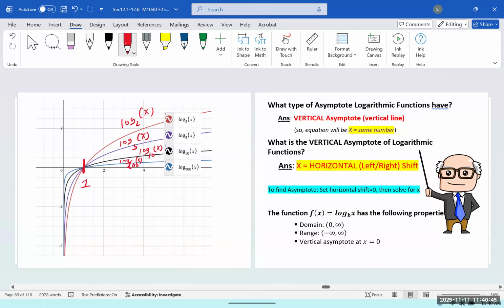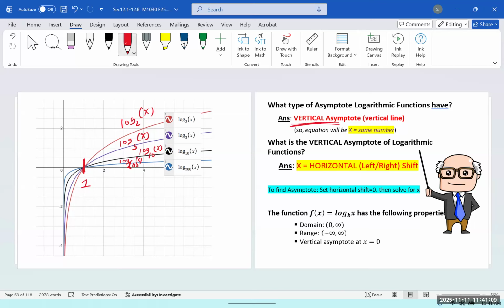Now, exponential has horizontal asymptotes. So logarithmic is going to have a vertical asymptote. No, the other way around. Yeah, it is true. For exponential, it is horizontal. Oh, yeah, the vertical asymptotes.